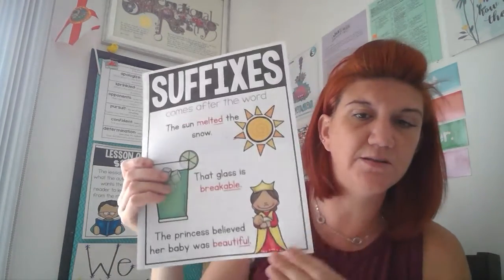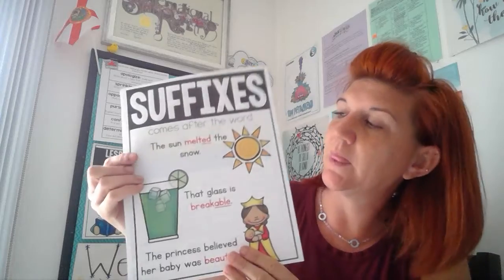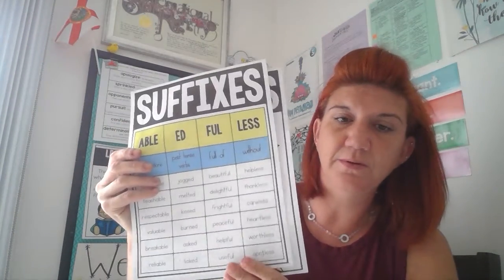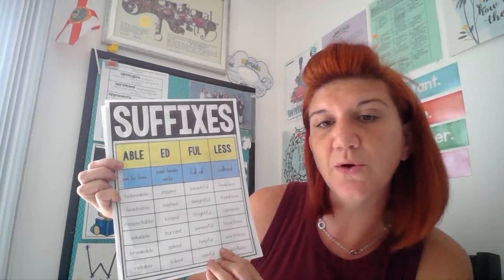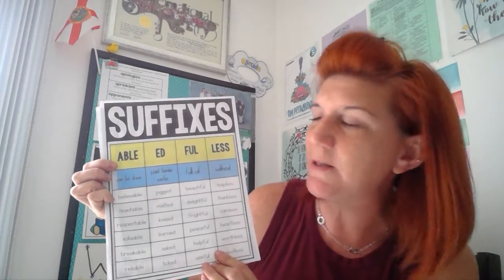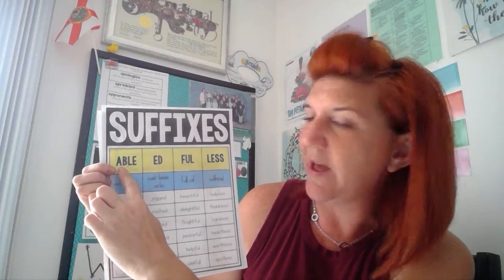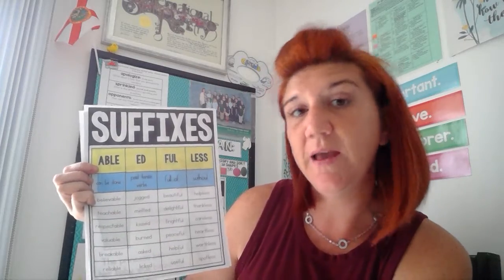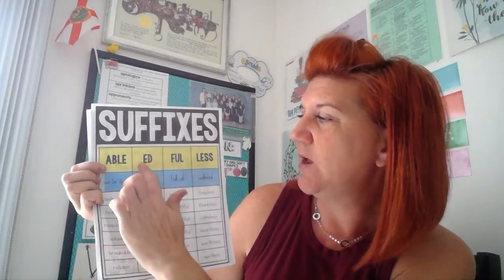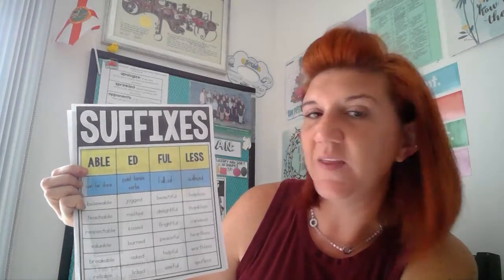And also, using our anchor charts, we will be able to see some examples of different words and also learn what those suffixes mean. So when we put able at the end of a root, able means that it can be done. You are all very teachable. I am able to teach you. When we put ed or ed at the end of a word, it makes it past tense.